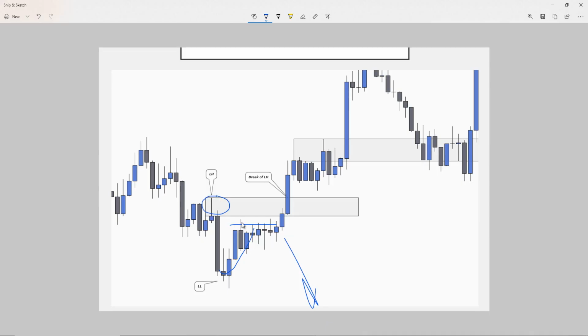And as you can see, the market did not pull back to create a double bottom right there. It just failed to break lower. It just created a higher low right there and broke structure above. And this is our MSS formation, okay?